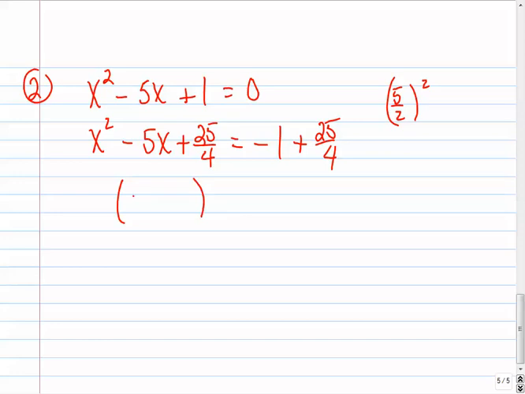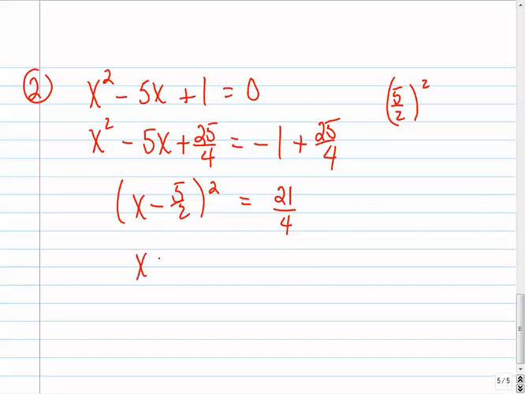The left side will factor into x minus, remember what we squared to get 25 fourths was 5 halves squared. And then I've got to add negative 1 plus 25 over 4. Now you can pull out your calculator, whatever you want to do, but there's a quick way to add an integer and a fraction. I know my denominator is going to be 4. So to get the numerator, I'm going to multiply the denominator times that integer. 4 times negative 1 is negative 4. And add negative 4 to 25. Negative 4 plus 25 is positive 21. So negative 1 plus 25 fourths is a positive 21 over 4.